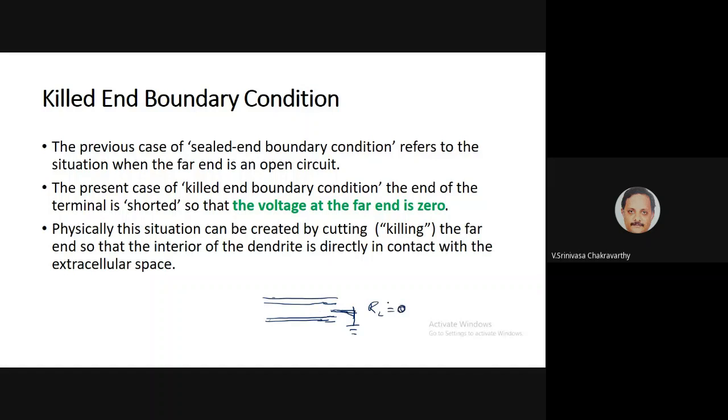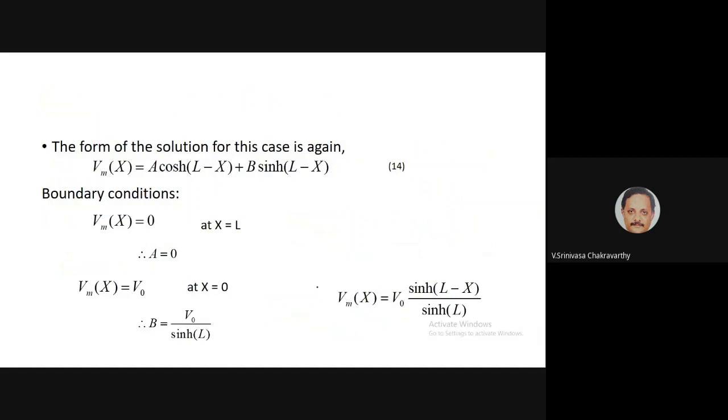So that is like taking RL equal to 0. They call this the killed end because it's like you're killing that end, you're chopping off the end. And another reason this kind of word is used is because sealed and killed kind of rhyme. They wanted to have something rhyme. So this is how you get this new boundary condition, RL equal to 0.